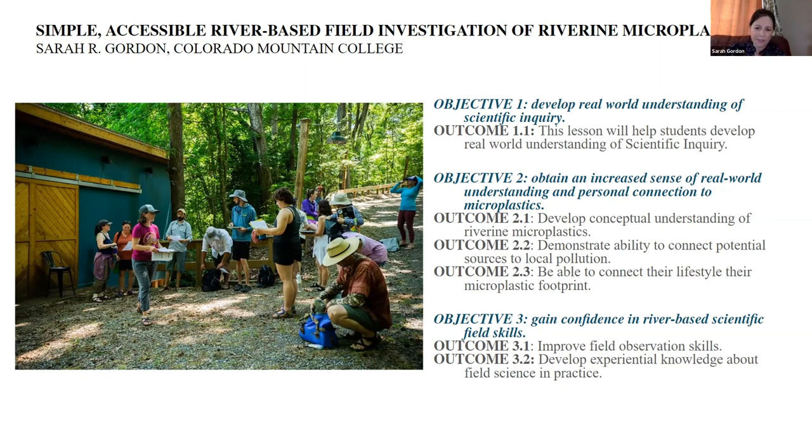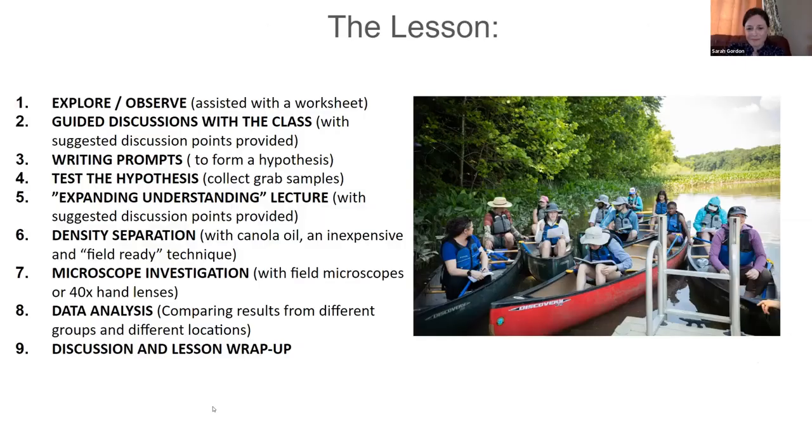The third objective was to help them gain confidence in river-based scientific field skills. To really help them feel comfortable with observation skills when they're out in a very distracting, sometimes overwhelming location, especially for people who aren't innately comfortable being out in nature. And also help them develop experiential knowledge about field science and practice, and just help them feel like a field scientist. Next slide, please, Andy.